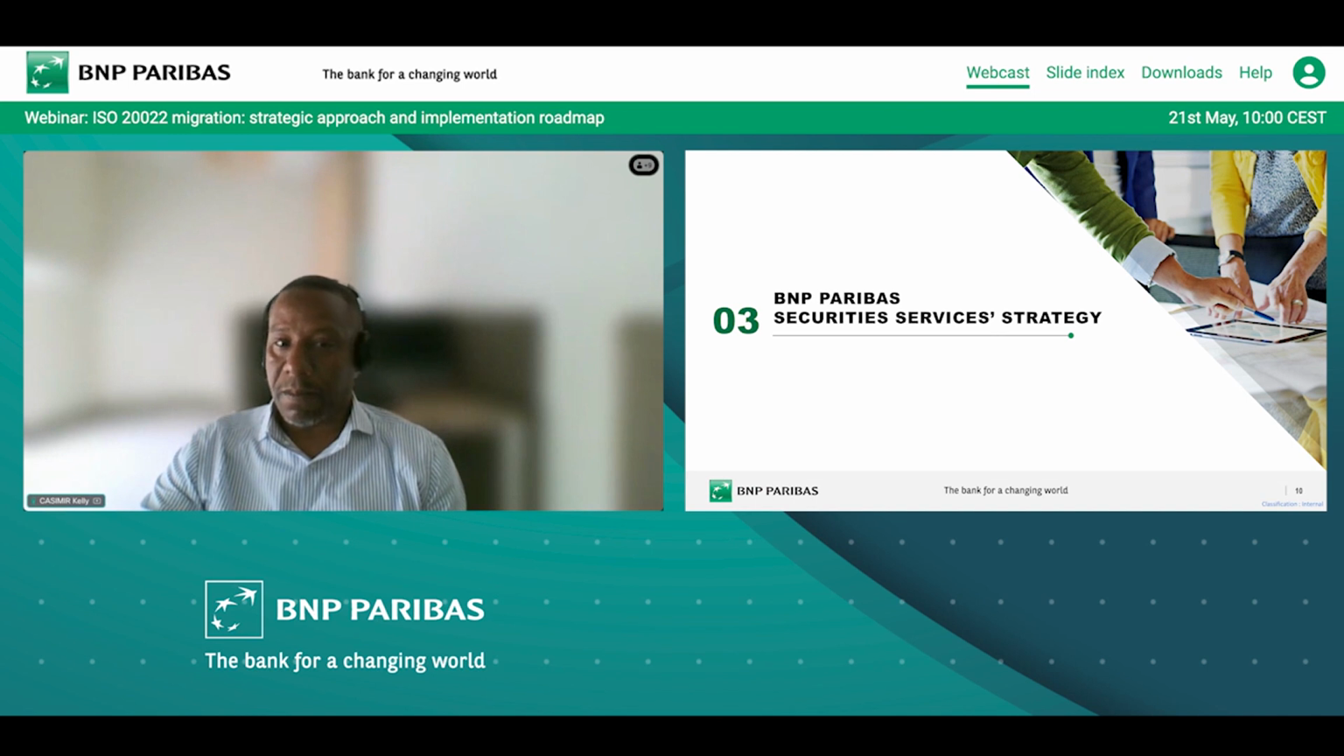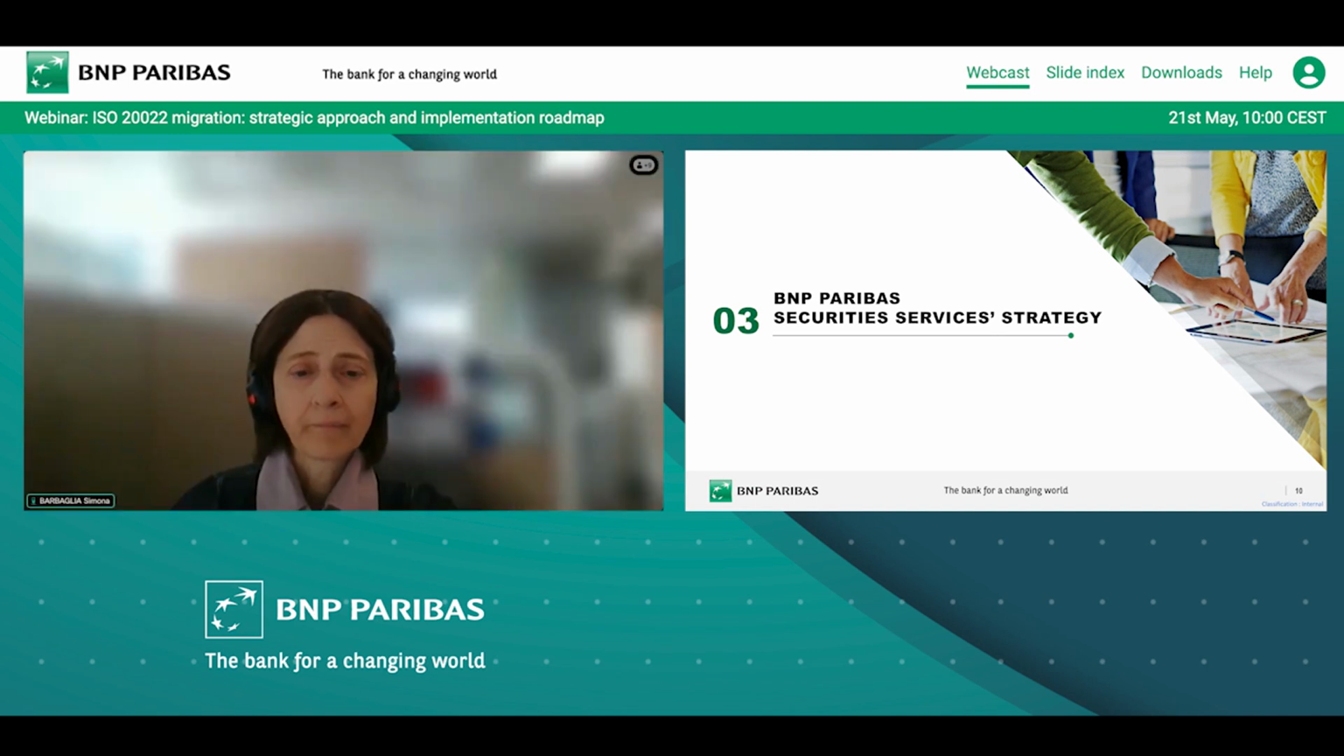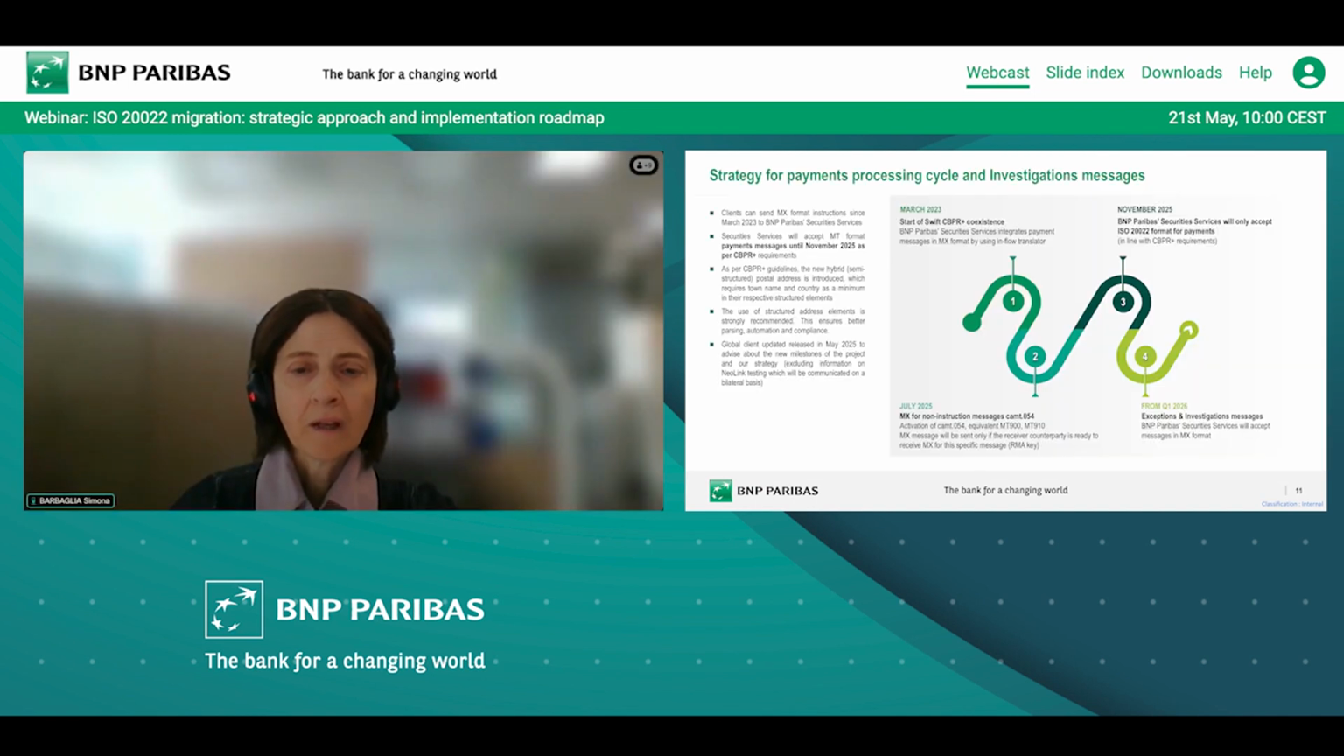Thanks, Kelly. So now we focus on the payment cycle. In March 2023, the industry initiated a compulsory migration to ISO 20022 for cross-border payments. The MT-MX 2023-2025 coexistence period has the aim to facilitate the migration process. Until the decommissioning date, which will be on November the 22nd, BNP will accept both MT and MX payment initiation messages.